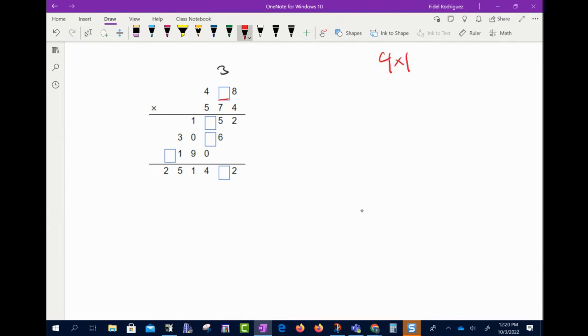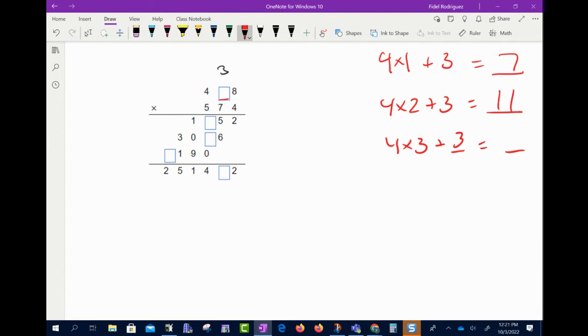So look, y'all, this is what I'm going to do. I'm going to go 4 times 1 plus 3 is what? 4 times 2 plus 3 equals what? 4 times 3 plus 3 equals what, right? I'm going to kind of keep playing this game. So 4 times 1 is 4. 4 plus 3 is a 7. I don't want that because it's supposed to end in a 5. 4 times 2 is 8. 8 plus 3 is 11. I don't want that because it's supposed to end in a 5. 4 times 3 is how much? 12. Plus 3? 15. Hey, look, that ends in a 5. Okay. So look, y'all, we're going to put a 3 right here.